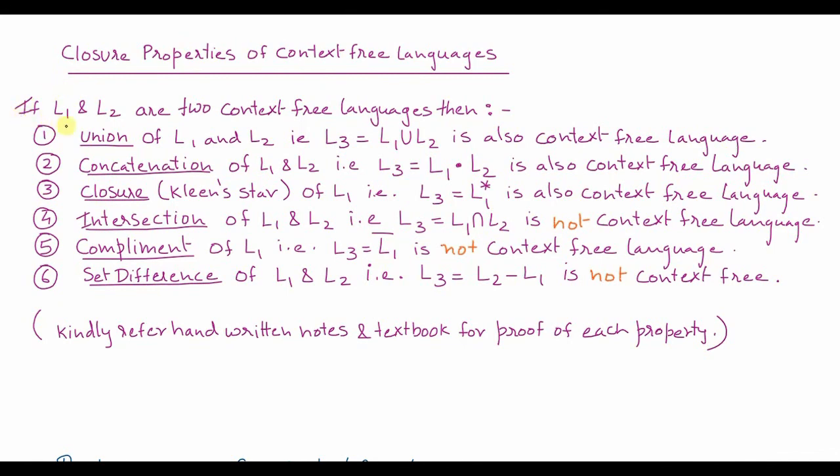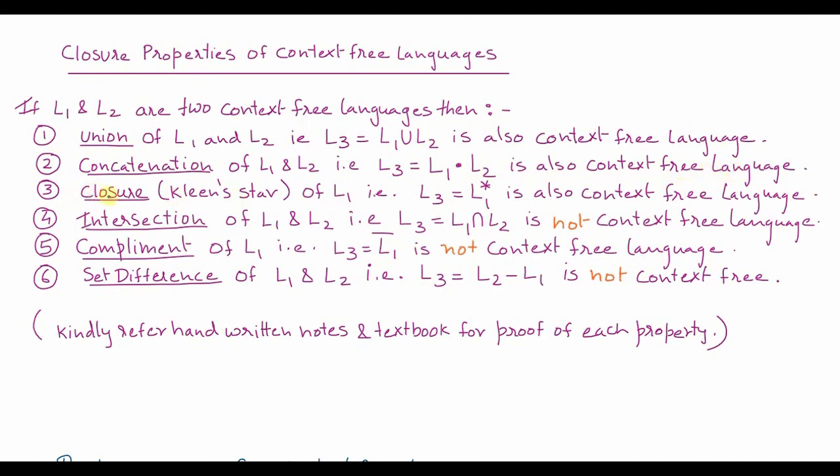It goes like this: if L1 and L2 are two context-free languages, then the union of the two languages, that means L3 equal to L1 union L2, is also a context-free language. So in general, the union of two context-free languages is a context-free language. The second closure property says concatenation of L1 and L2, where L1 and L2 again are context-free languages. So concatenation of L1 and L2, that is L3 equal to L1 dot L2, is also a context-free language.